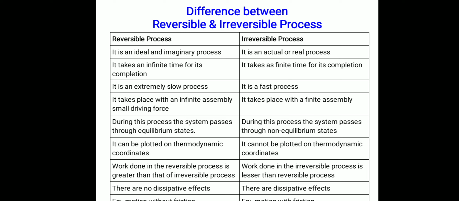In a reversible process, the system passes through equilibrium states, and in an irreversible process, it passes through non-equilibrium states. A reversible process can be plotted on thermodynamic coordinates. An irreversible process cannot be plotted. Thermodynamic coordinates means pressure, volume and temperature. The work done in a reversible process is greater than that of an irreversible process, and in irreversible it is vice versa.